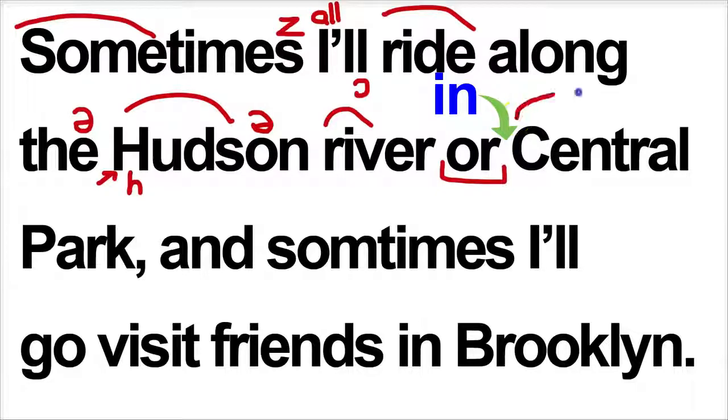Central Park. The stressed syllable of central is the first one. Sen. The second syllable has the schwa, tral. Central. Did you notice I'm making more of a CH sound here instead of a T sound for the T in central? This can happen when the T is followed by an R. Central, Central Park.